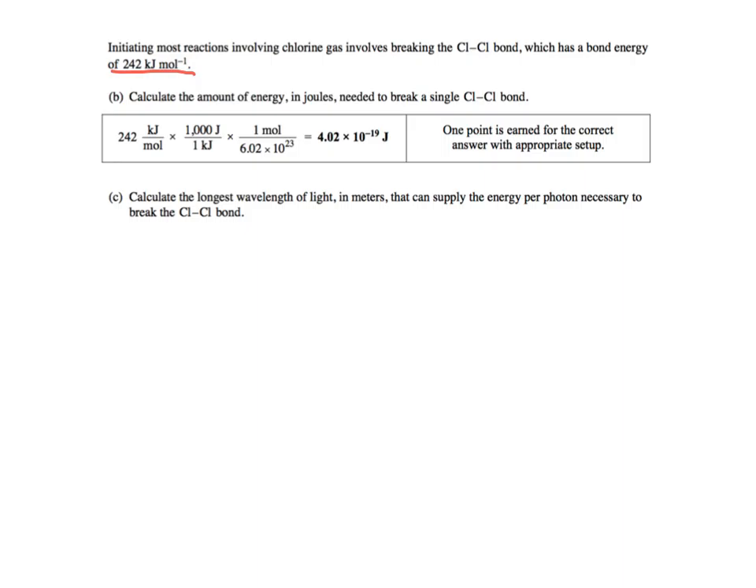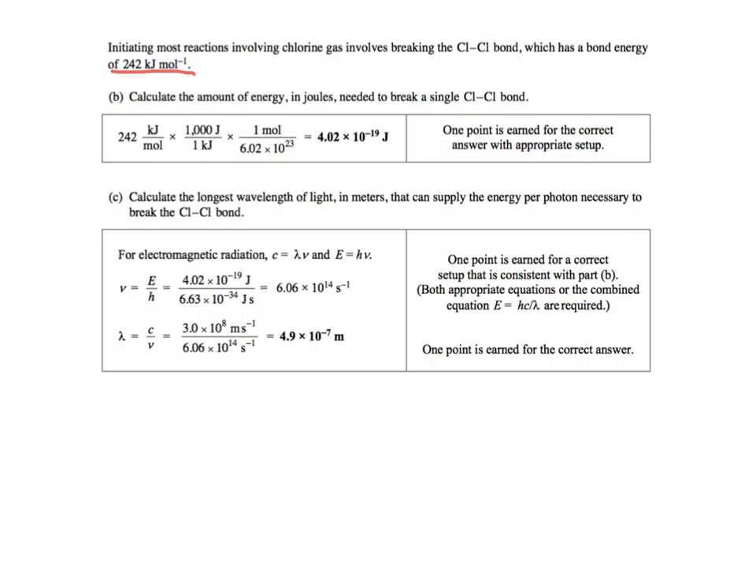For part C, you need to calculate the wavelength of light that would supply enough energy to break that bond. So you can go from joules to frequency, and then frequency to wavelength, and that should do it. We did that earlier. It's reasonably straightforward. Obviously you're given the two equations over on this side. It may be in a slightly different form, but you're given those two equations.